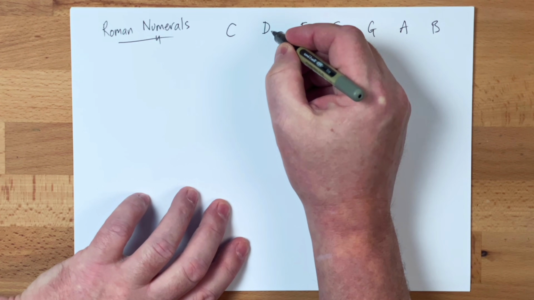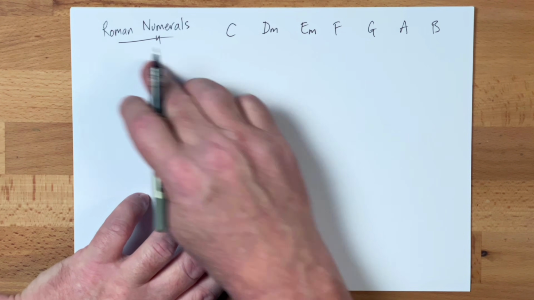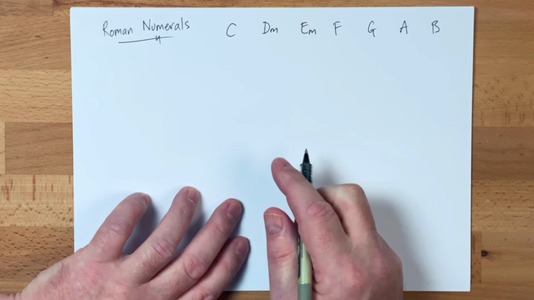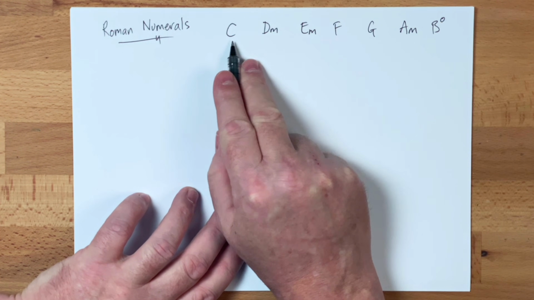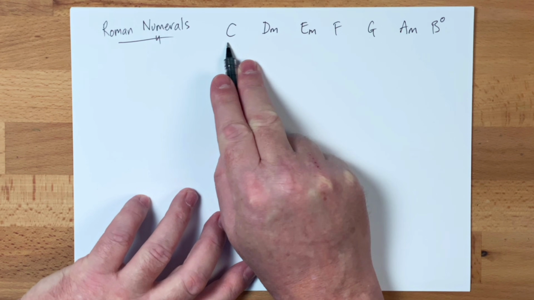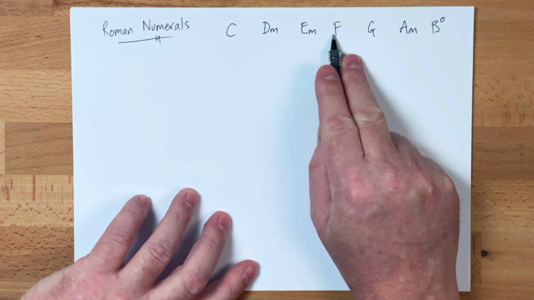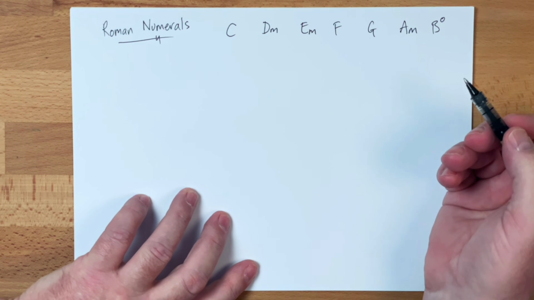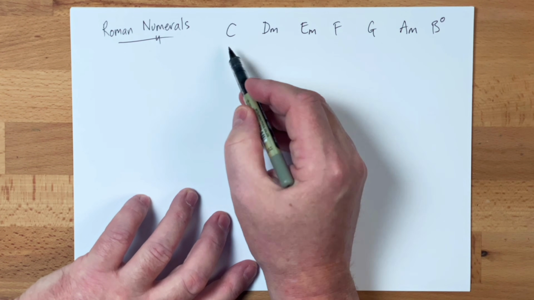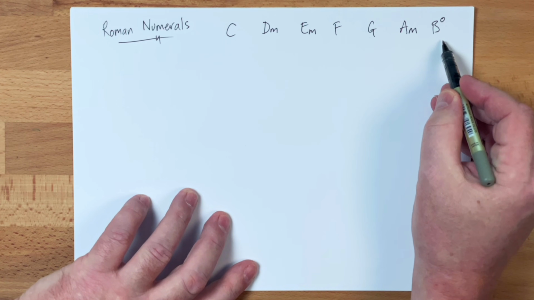And the easiest way to do this is I'm just imagining what the Roman numerals would be underneath this to help me to know what tonality the chord is. So I can see now that I can change this to C, D minor, E minor, F, G, A minor, and B diminished.